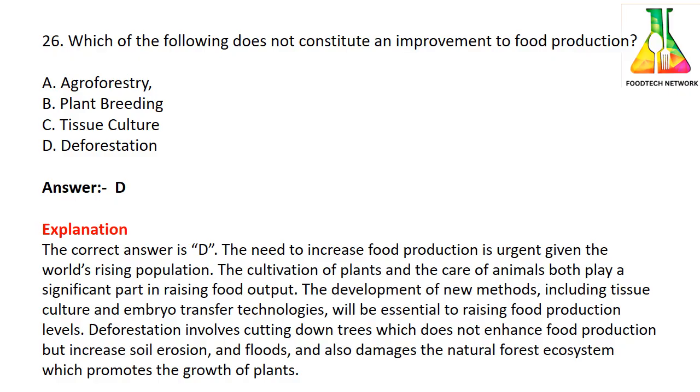The need to increase food production is urgent given the world's rising population. The cultivation of plants and the care of animals both play a significant part in raising food output. The development of new methods, including tissue culture and embryo transfer technology, will be essential to raising food production levels. Deforestation involves cutting down trees, which does not enhance food production but increases soil erosion and floods, and also damages the natural forest ecosystem, which promotes the growth of plants.